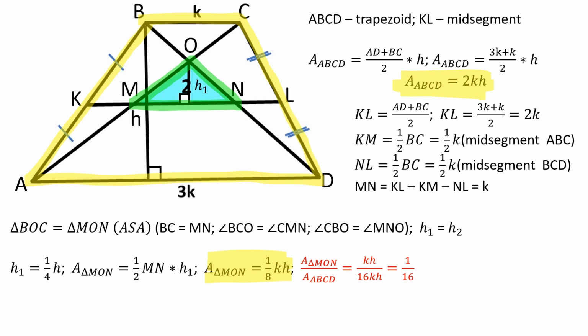Now we can calculate the ratio of the area of the triangle MON and the area of the trapezoid ABCD, which is equal to 1/16. Therefore, the area of the trapezoid ABCD is equal to 32 square units.